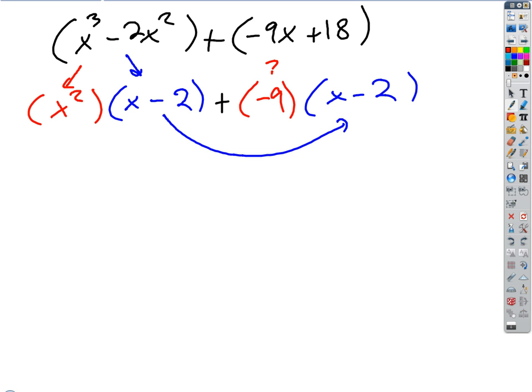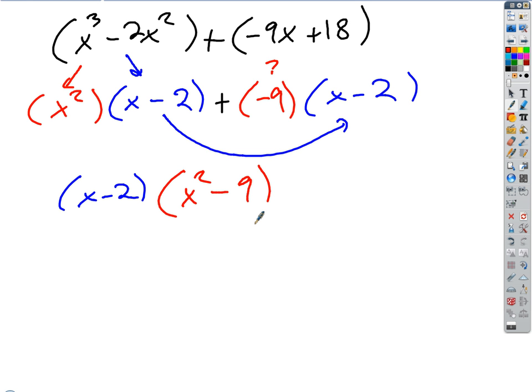So if factoring by grouping works, then what does this become? Well, I've got a red and a blue factor in my first group, a red and a blue factor in my second group. The blue factors are the same, so I could undistribute them, right? I could undistribute the whole x minus 2 from each group. What am I left with if I do that? I'm left with just x squared minus 9, right?